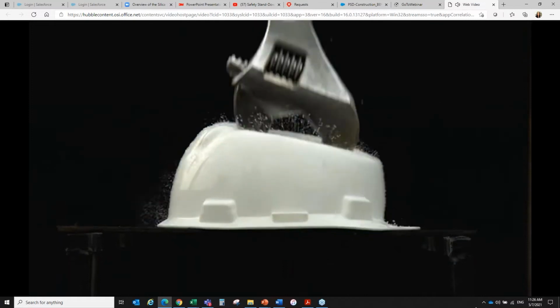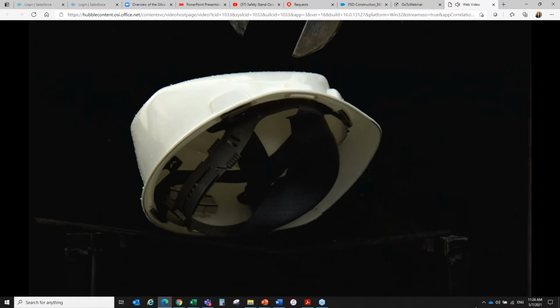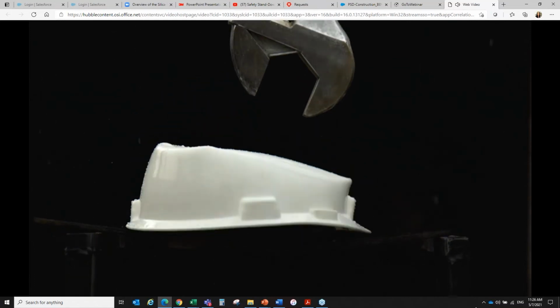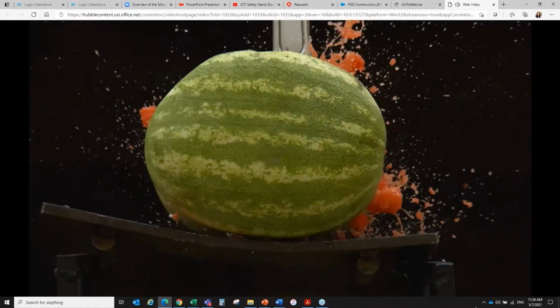Especially if you drop it from off of the top of the building. So here we're showing it, you know, without a head, but imagine if that was your head that was underneath that.